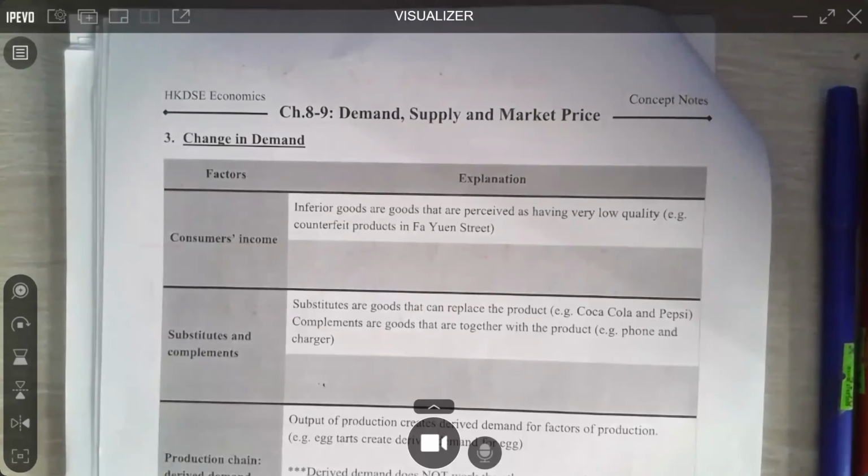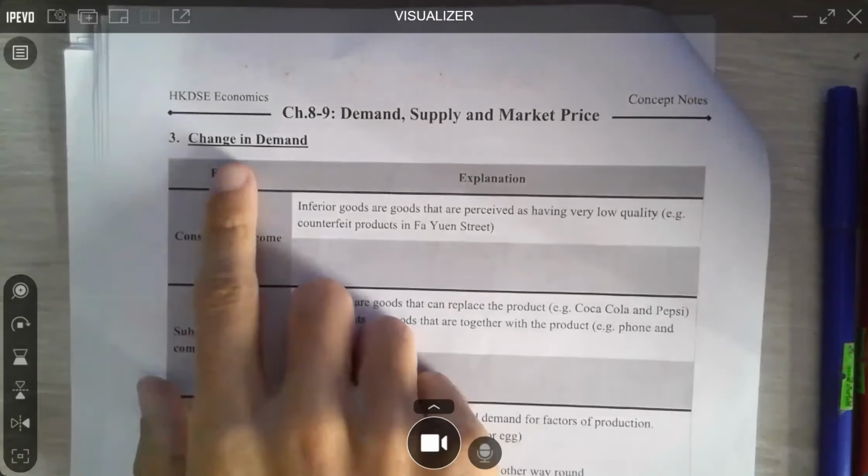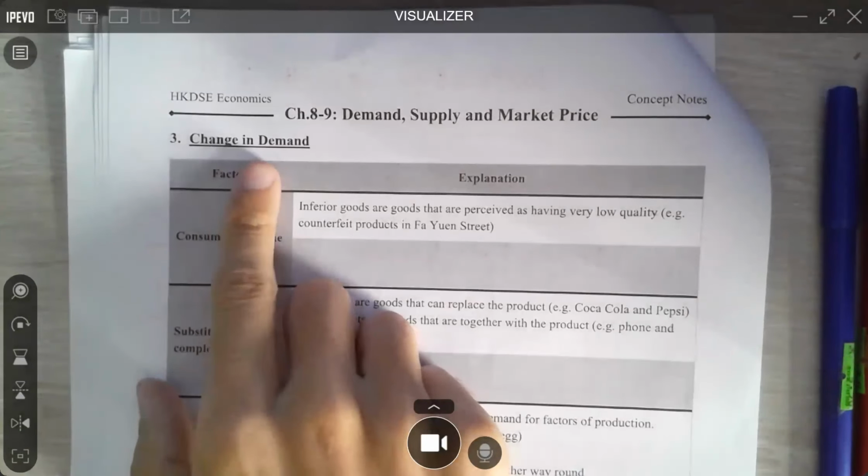Now we come back to a new series of videos. Now that we are done with the law of demand, the absolute version and the relative version, for this video we're going to look at something that is vastly different. We call it the change in demand.